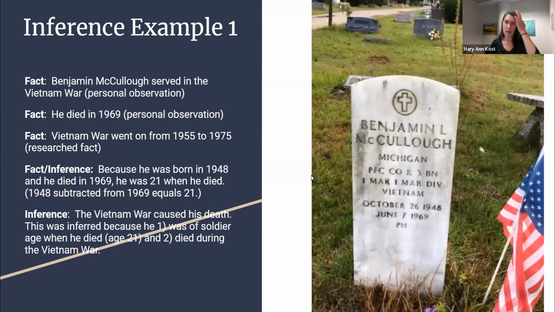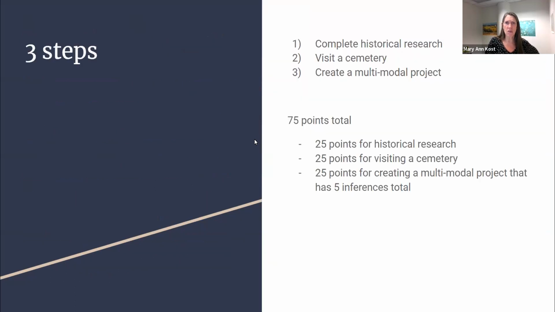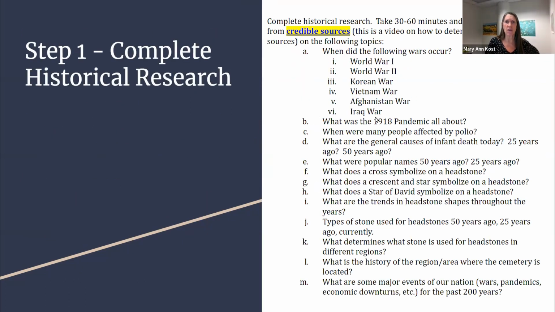So here's an example. We've got good old Ben McCullough. All right, here's Ben, that's his name. He's got a nice little cross up here. There's some facts written on here. When he was born, 48, when he died, 69. So when I have you do some research, you're going to research when these wars occurred. So you're going to have that information on hand, okay?